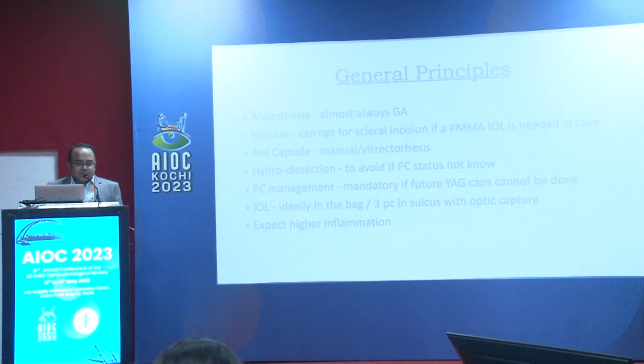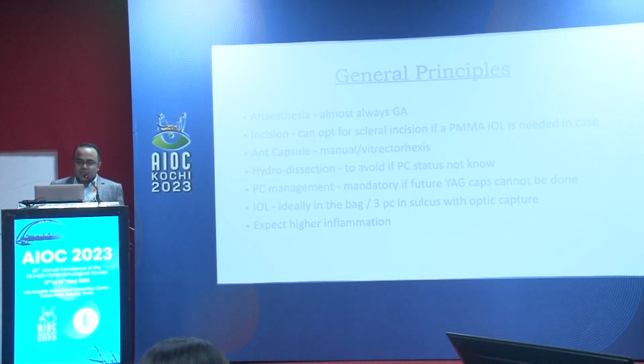So the general principles are: usually the anesthesia is almost always general anesthesia, unless the child is an adolescent and can cooperate. The incisions are usually clear corneal. When we are implanting an acrylic foldable IOL, sometimes economic constraints can leave us with a PMMA IOL, so we can opt for scleral incisions in those. The anterior capsule is accessed manually. If the anterior capsule is compromised, you can go for vitrector access.